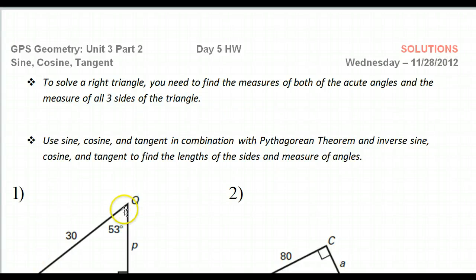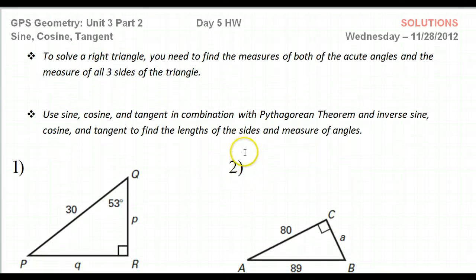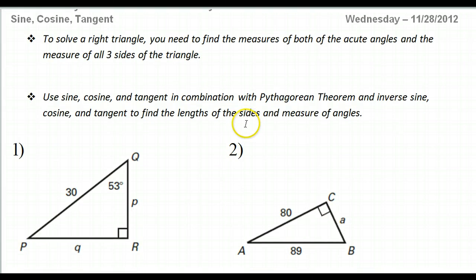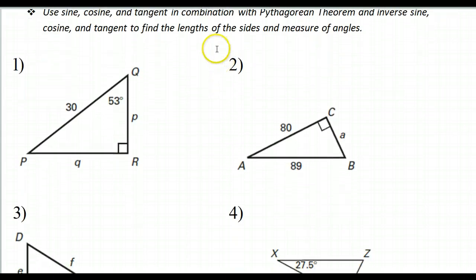This lesson is about solving right triangles using tangent, sine, and cosine. Again, solving a right triangle means finding all unknown sides and angles. So let's look at problem number 1.